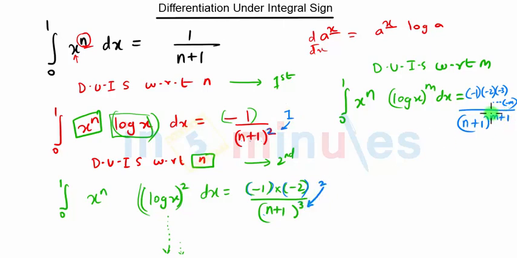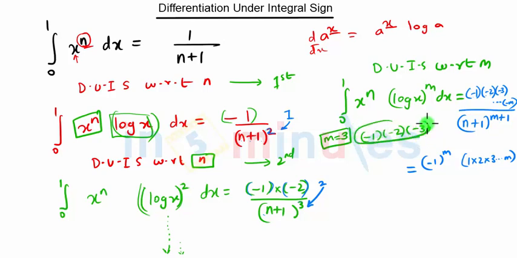So this term will be, I am taking minus sign, so here we have 1 into 2 into 3 up to m. So we can write it as minus 1 the whole raised to m. If m is even, then this term will become positive. If m is odd, this term will become negative. Let's say if our m was 3, so we will have minus 1 into minus 2 into minus 3. This value will be negative. If our m was 2, this term will be minus 1 into minus 2, so this term will be positive. That's why we write minus 1 the whole raised to m and 1 into 2 into 3 up to m upon n plus 1 raised to m plus 1.